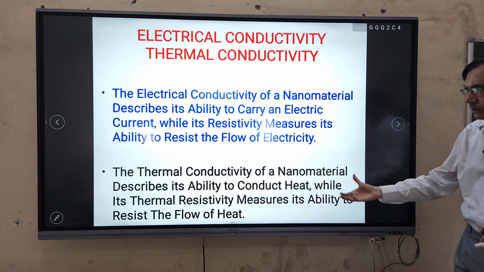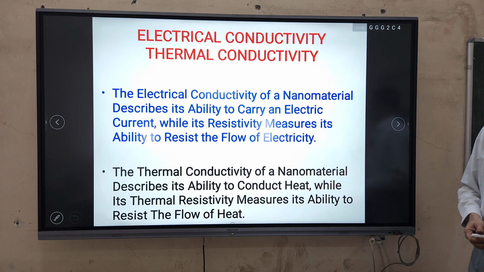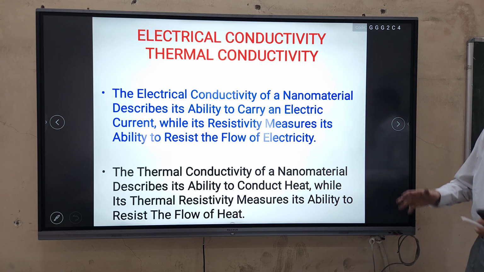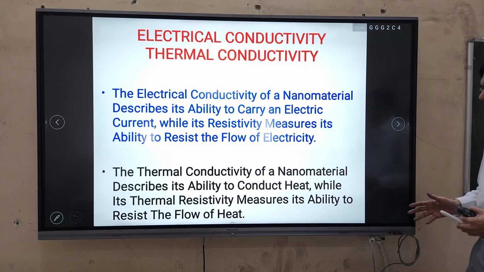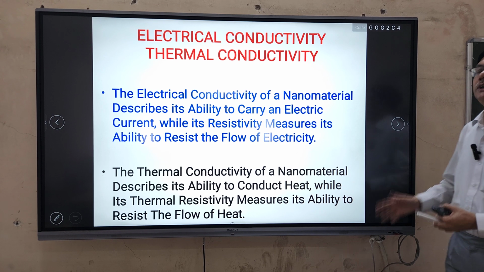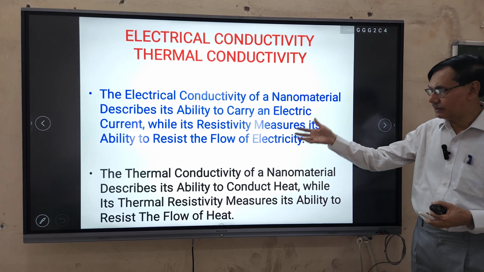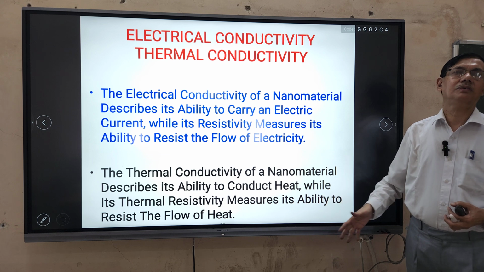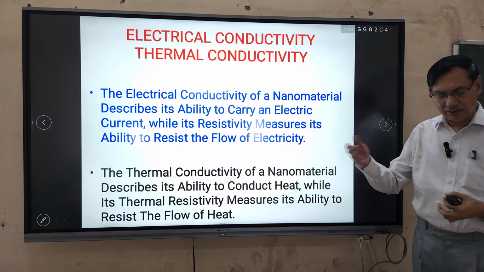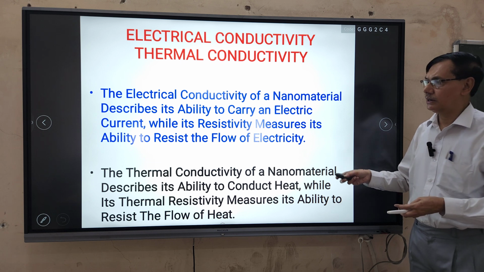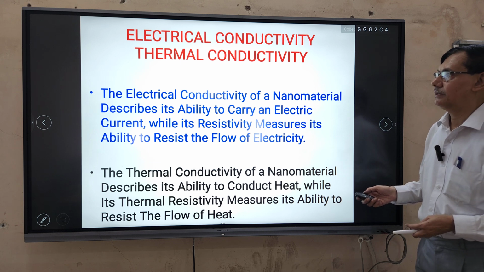And if I am talking about thermal conductivity, thermal conductivity of a nanomaterial describes the ability to conduct heat, while its thermal resistivity measures its ability to resist the flow of heat. And fortunately, there is a relationship between the electrical conductivity and thermal conductivity with the temperature. I will explain that theory, the relationship between the electrical conductivity and thermal conductivity.